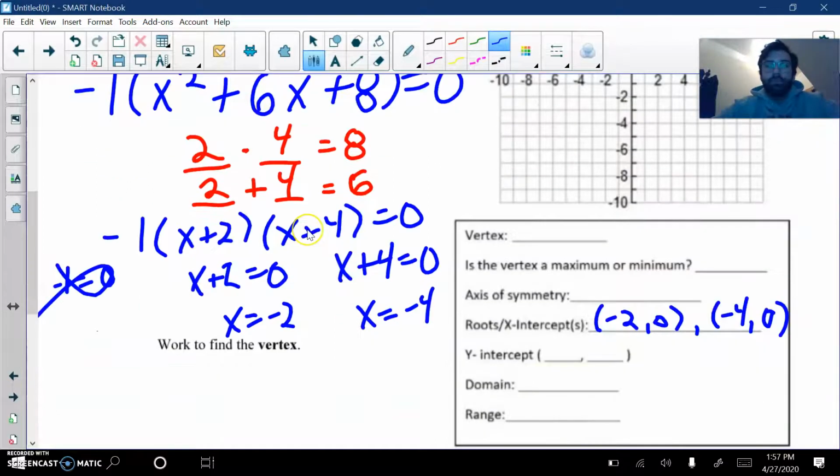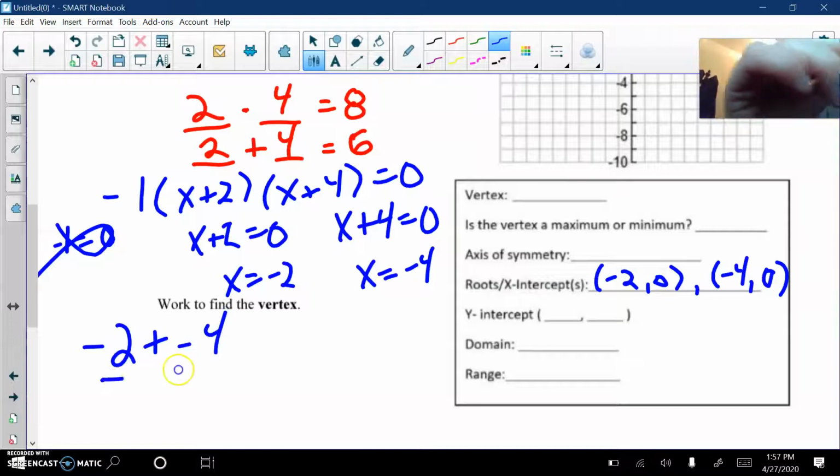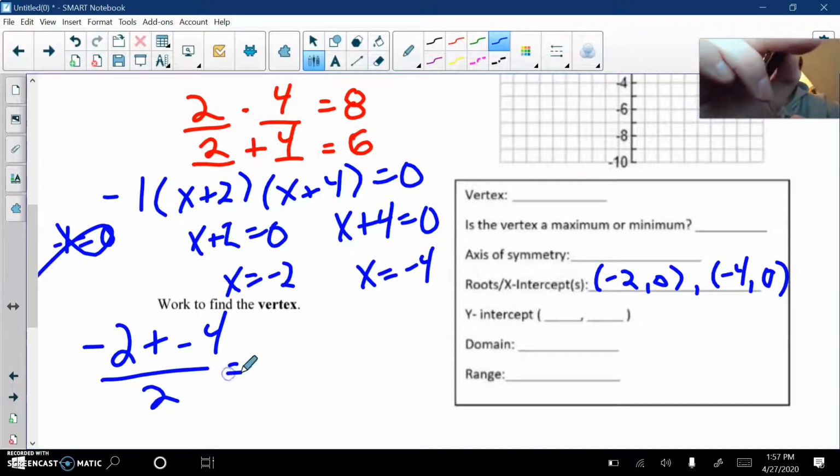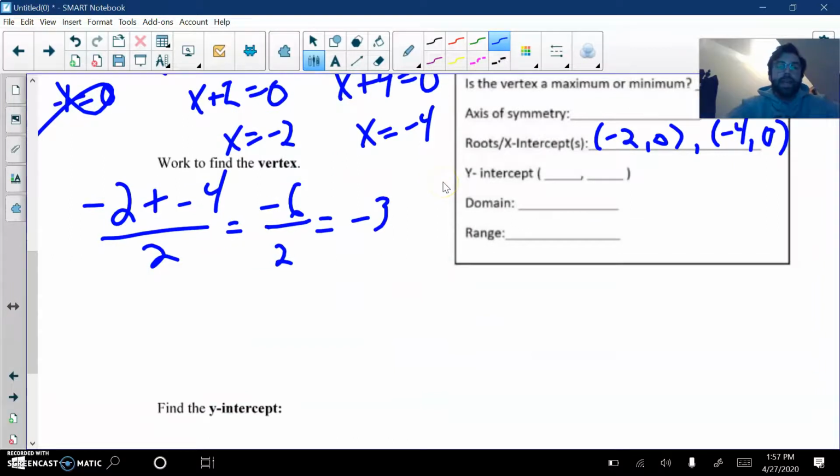Okay, so find the vertex. Again, to find the vertex, I take the average of my two x values, or I can just count in the middle. For this problem, it might be easier to count, but I'm just going to do this work anyway. -2 plus -4 is -6, over 2 is -3. So I know the input, my x value, of my vertex will be -3.